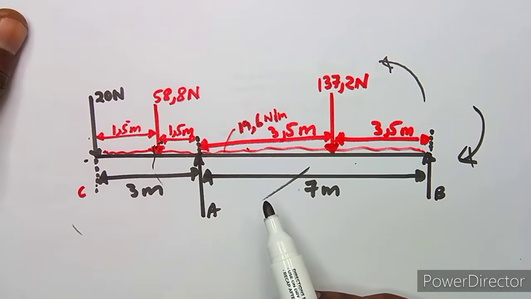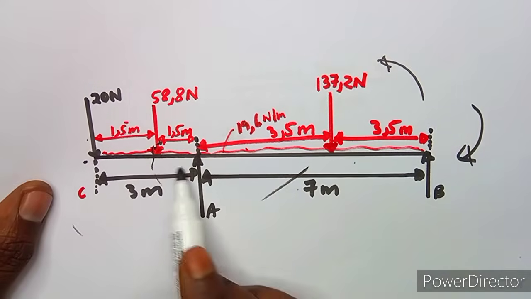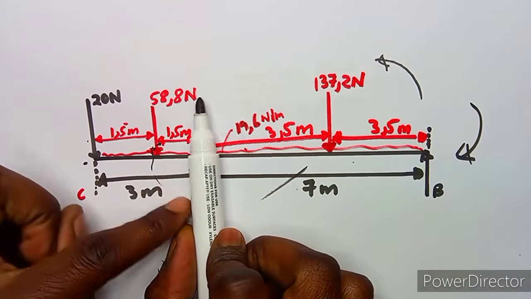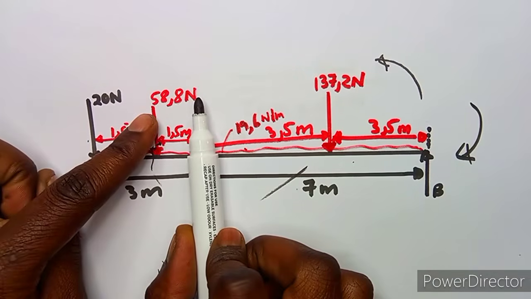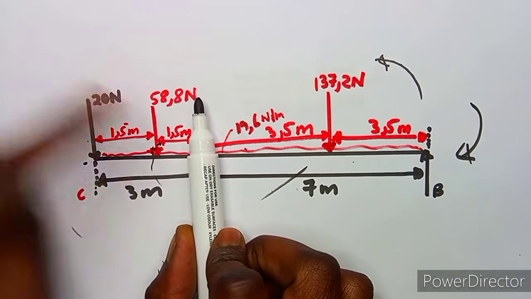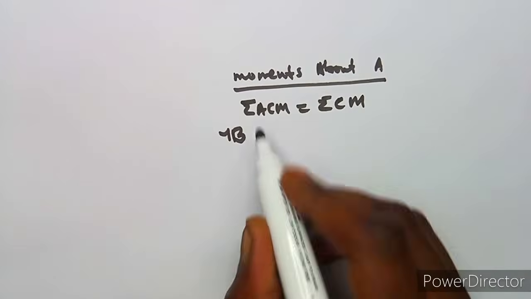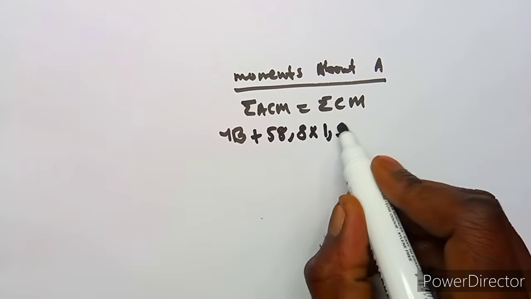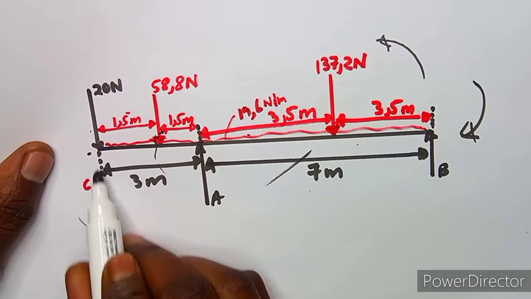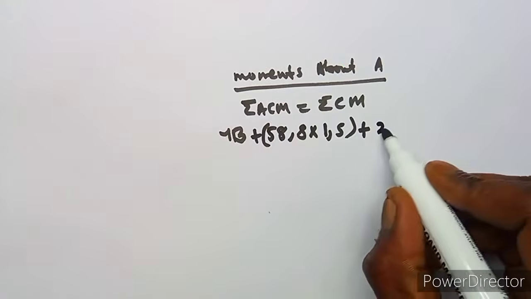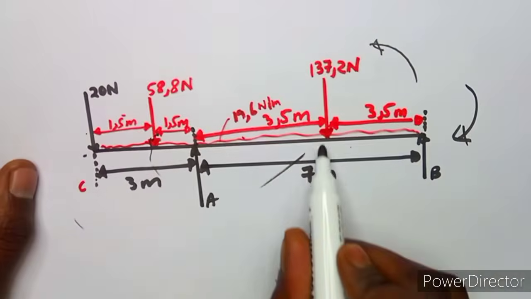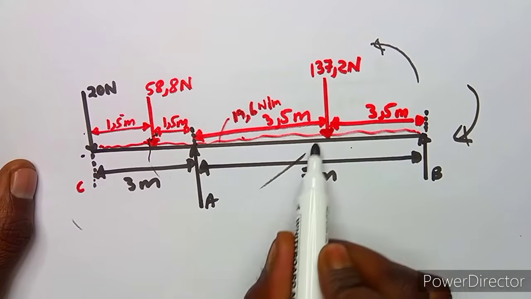If you visualize this, it's going to be easier for you, because you are simply saying that on the anti-clockwise side we have 58,8 with a distance of 1,5. So we are going to add 58,8 multiplied by a distance of 1,5, plus we said we still have another one of 20 back to A, which is 20 times 3. This is equivalent to what is on the clockwise side, which is this way, 137,2 times a distance.